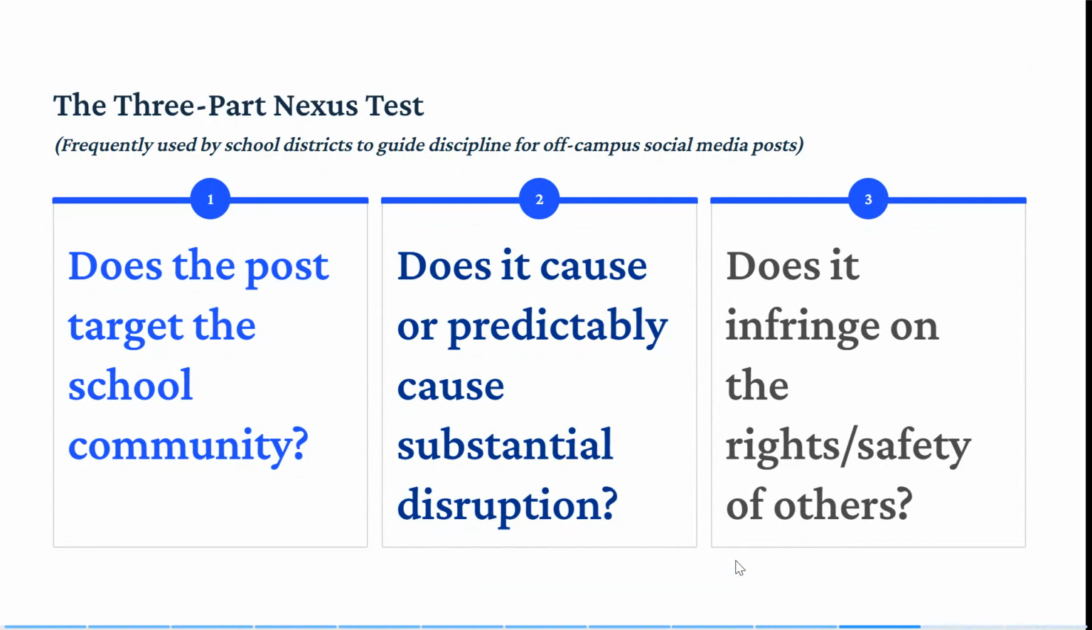If it was a yes to all three of those questions, then the principal or administration can decide to discipline the off-campus social media posts. However, it is important to note that as an administrator, it would probably be in your best interest to discuss this with the school's attorney.